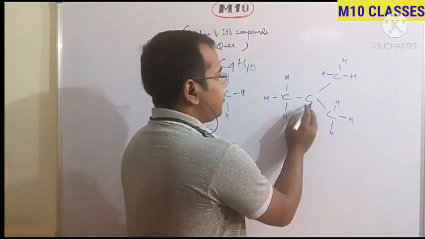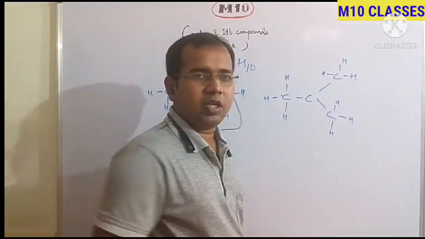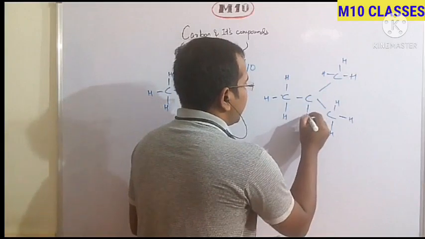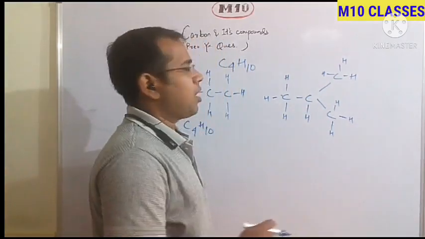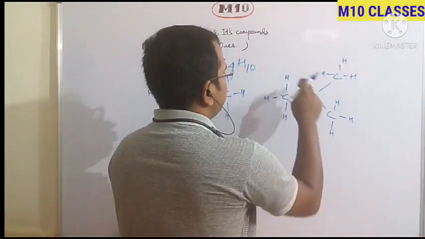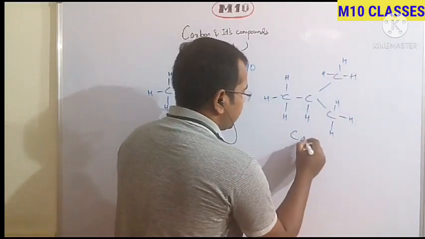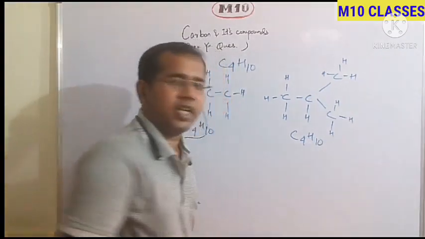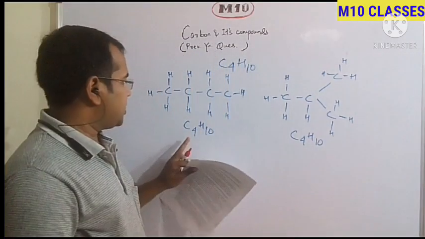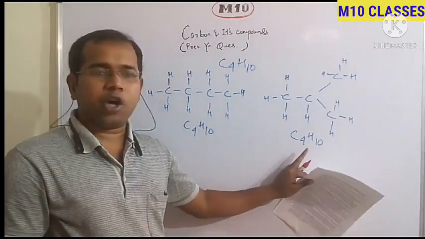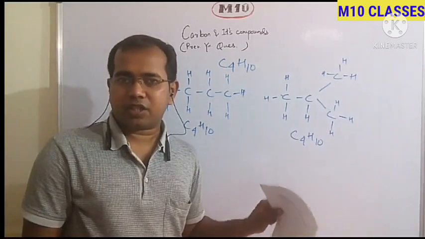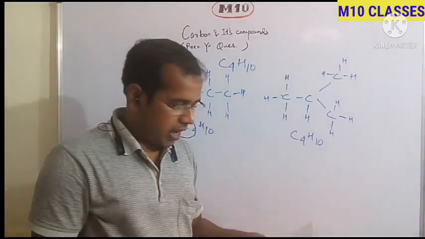Now see, for this carbon there are 3 single bonds, so I can have 1 more single bond. I can put a hydrogen over here. Now count the number of hydrogens: 1, 2, 3, 4, 5, 6, 7, 8, 9, 10. So the formula is C4H10. So in both these cases you have the same chemical formula, but you have different structures. This is called structural isomers.